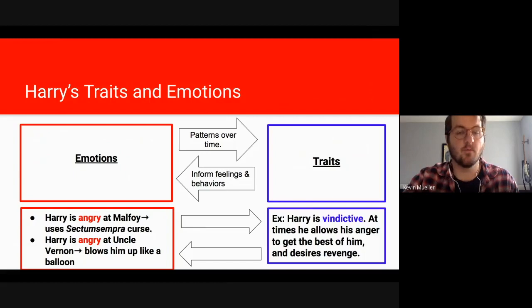But there are more examples that inform his trait, which Miss Victor talked about last time, that he's vindictive. So at times he can allow the anger to get the best of him, and he desires revenge. Again, that's something that's within him, this vindictiveness, and that causes some of his emotions. Is he angry all the time? No. But does he still have that streak of being vindictive? Yes.